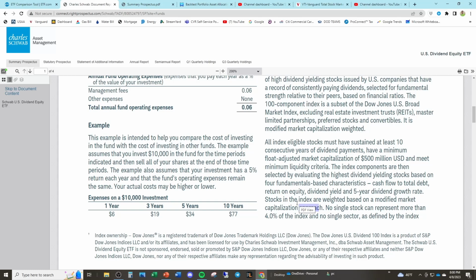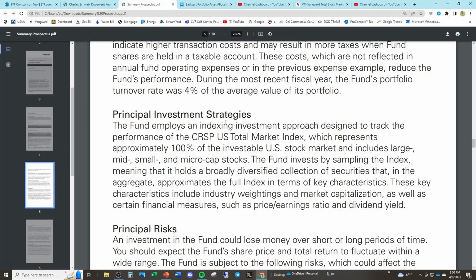Regardless of how well it's performed, you have to acknowledge that there is a very strict selection process behind the stocks that go into this index. You compare that to VTI, what does it do? Okay, it's an indexing investment approach designed to track the performance of the CRSP U.S. Total Market Index, which represents approximately 100% of the investable U.S. stock market and includes large, mid, small, and micro-cap stocks. You own everything, okay? You own it all at basically market cap weights instead of actively selecting stocks.